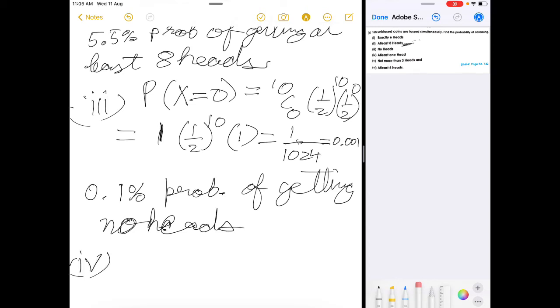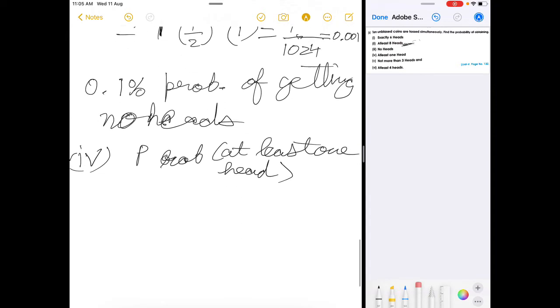Fourth one is asking what is the probability of getting at least one head. Okay, so probability of at least one head. This is getting probability of x greater than or equal to 1.